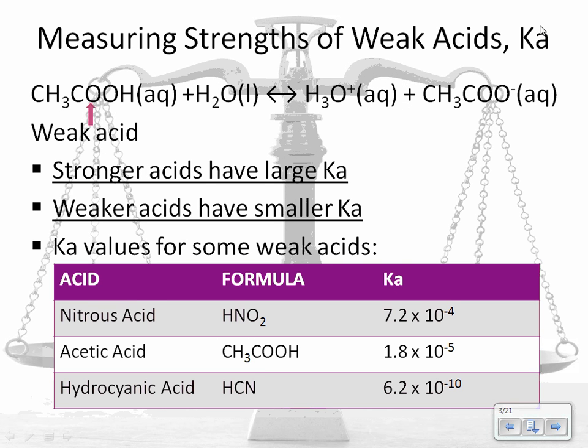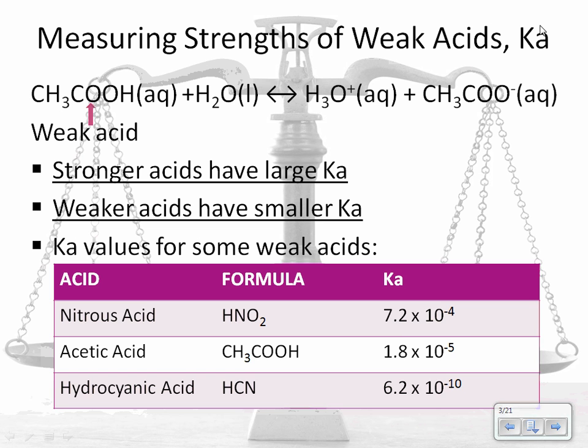So how do we actually measure the strength of a weak acid? How do we know how strong it is? Well, basically, a strong acid will have a larger Ka and a weaker acid will have a smaller Ka, so we can compare values and figure that out, okay? So in this case, this is our acetic acid. We know it's a weak acid. It doesn't completely ionize and it doesn't completely split apart into its ions.